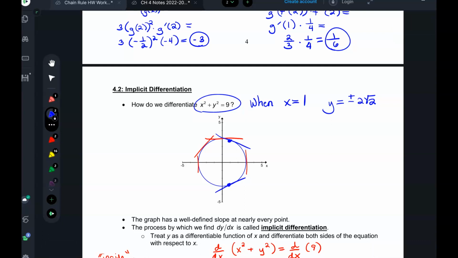So I would look at plugging in 1, 2 root 2, and the other point of tangency would be 1, negative 2 root 2, and then you would plug those coordinates into the negative x over y. Okay? That makes sense? You can kind of see it visually, how if we plug it in here, it makes sense that this would be a negative slope, and then here you would have a negative over negative, so that would make it a positive slope.